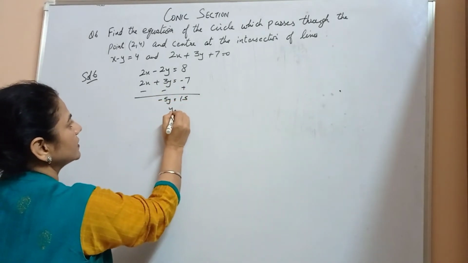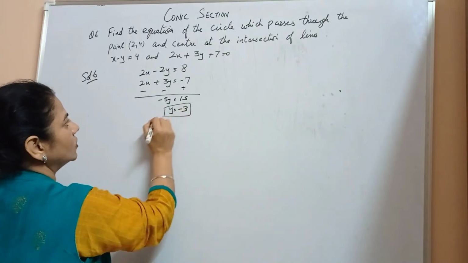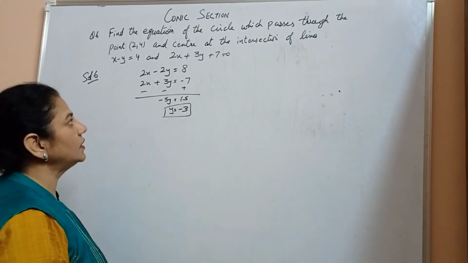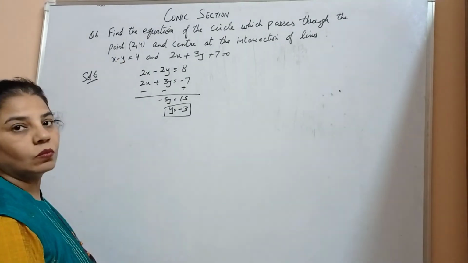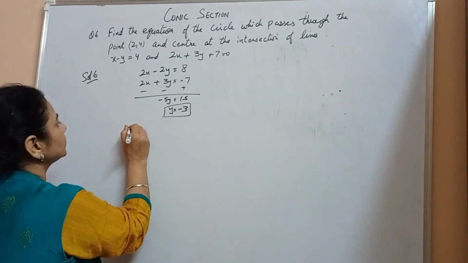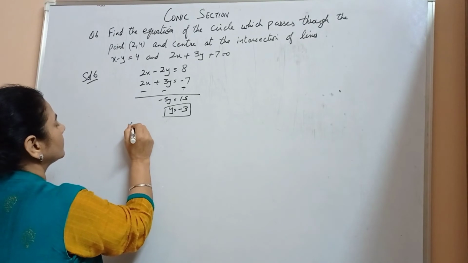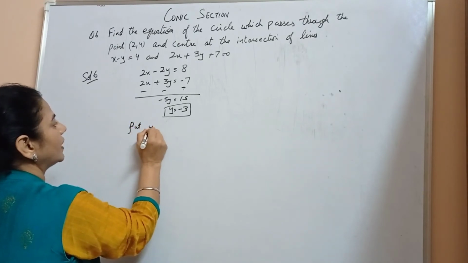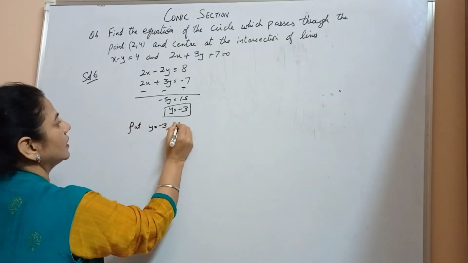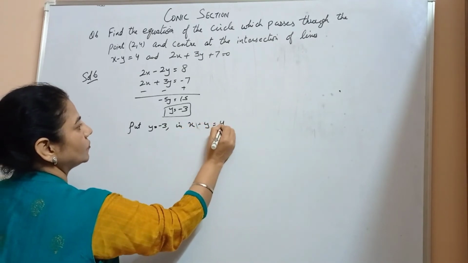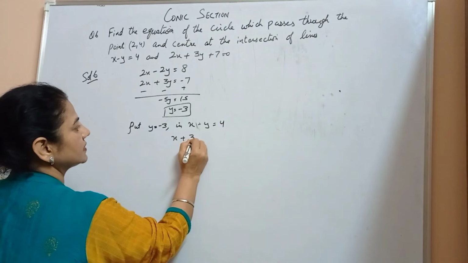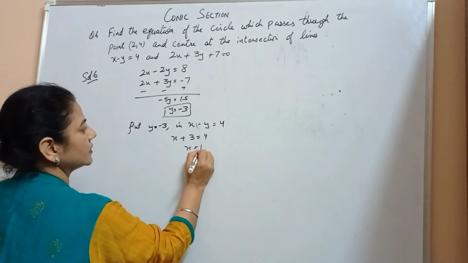That means y is equal to minus 3. Put the value of y as minus 3 in equation number 1. So we get, put y is equal to minus 3 in equation x minus y is equal to 4. I get x plus 3 is equal to 4, so x is equal to 1.